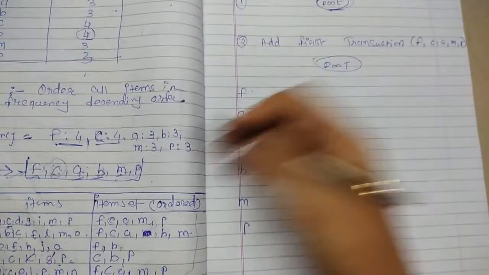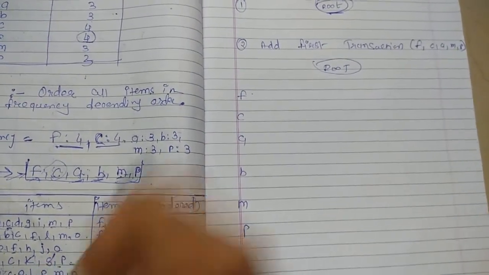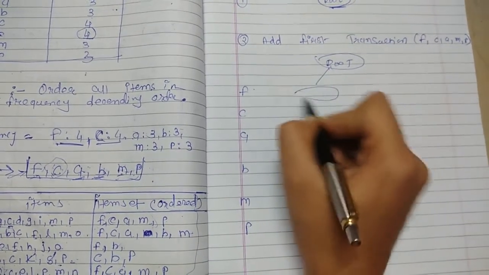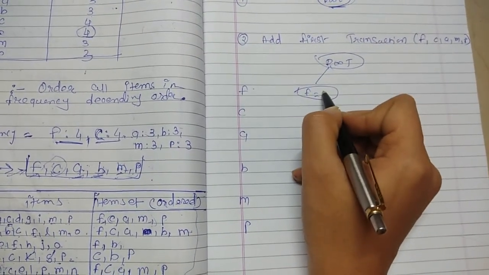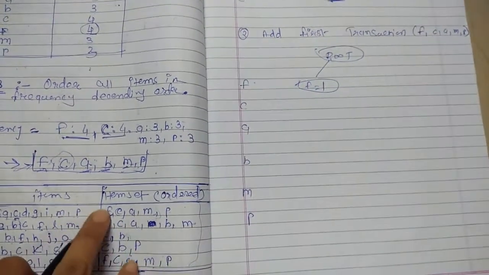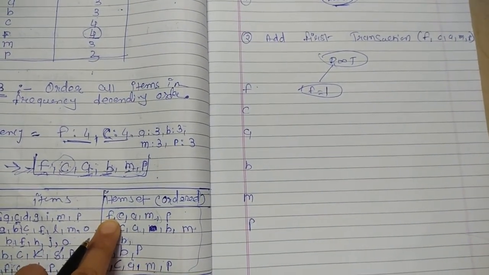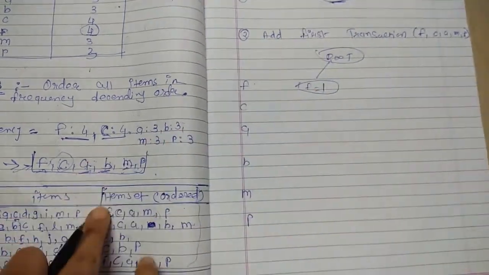Okay, now the first transaction is F, so we'll create the node of F and write F equals 1, because it is the support of F in this transaction. So F is repeated 1 time, so support is 1 here.